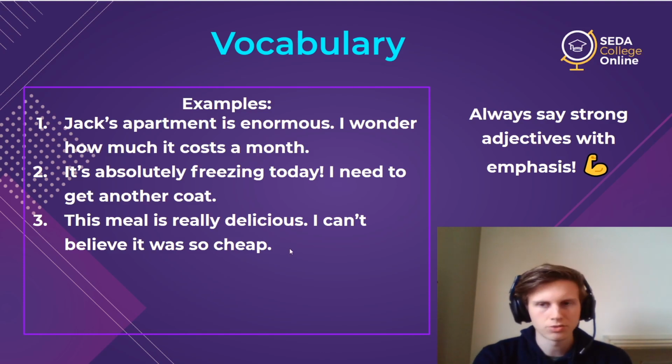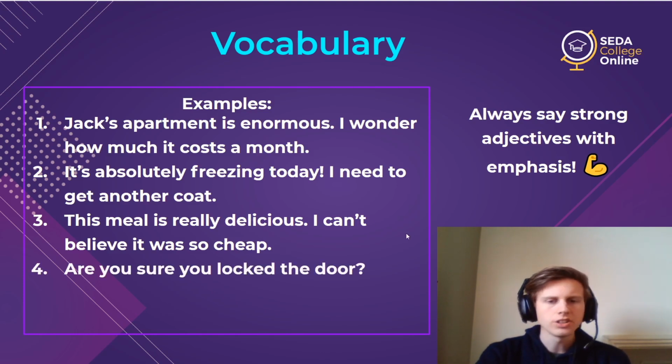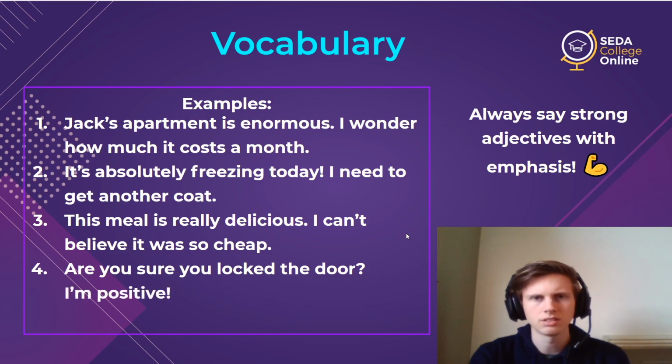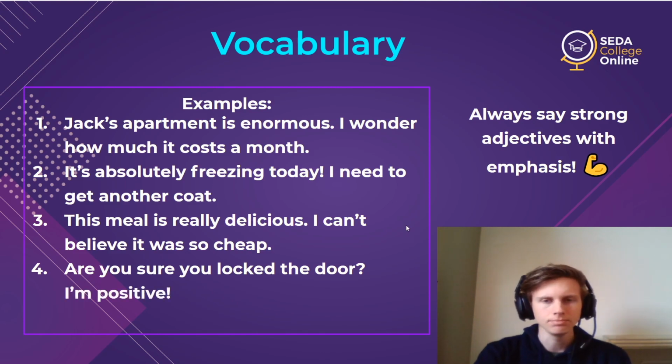So always remember emphasis. So, are you sure you locked the door? You say, I'm positive I locked the door. All right. So I hope these show clearly the correct way to say these when you use them with lots of emphasis and emotion, because they're very emotional words.